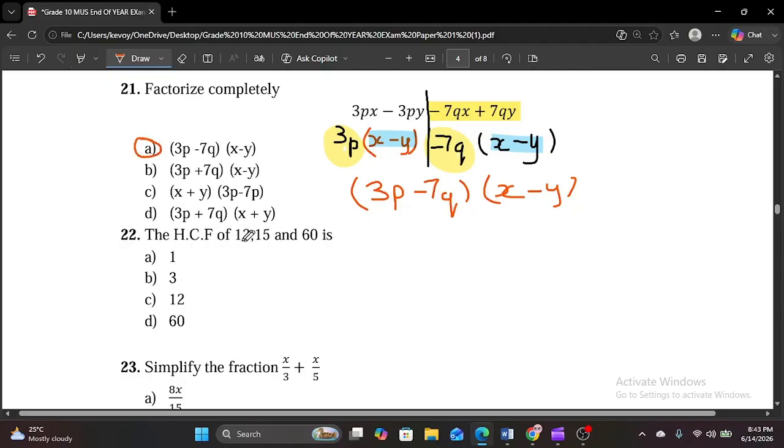22, the highest common factor of 12, 15, and 60. That's going to be, is it 12? No, it cannot be 12, cannot be 60. It's going to be 3. So that's the highest common factor. That's the highest number that can divide 12, 15, and 60 without leaving a remainder.